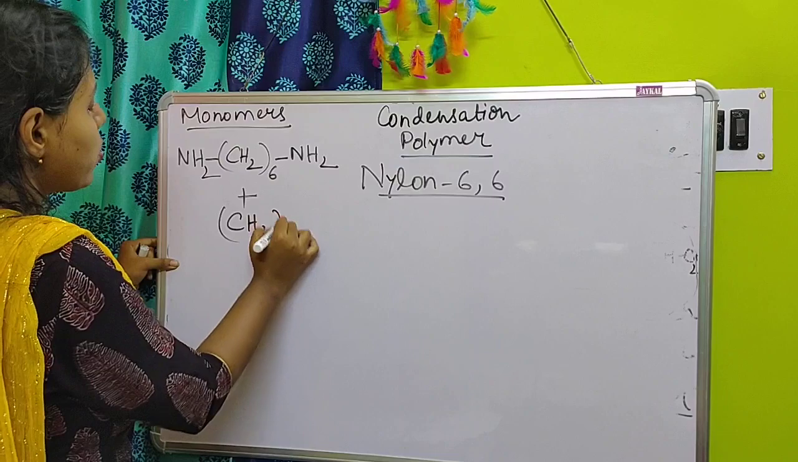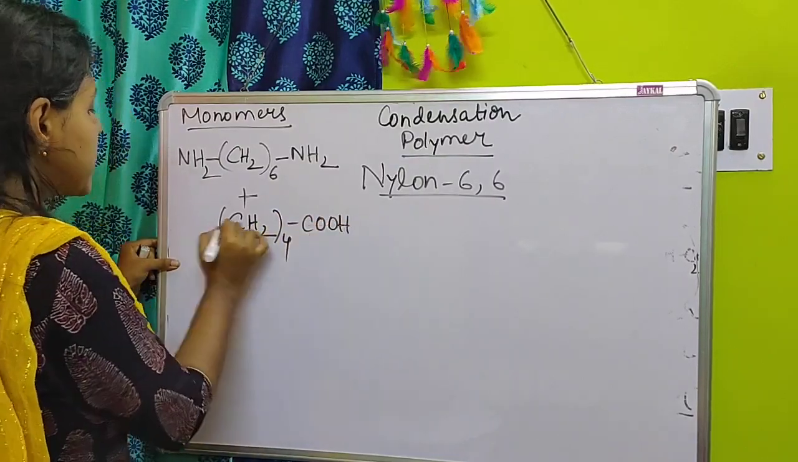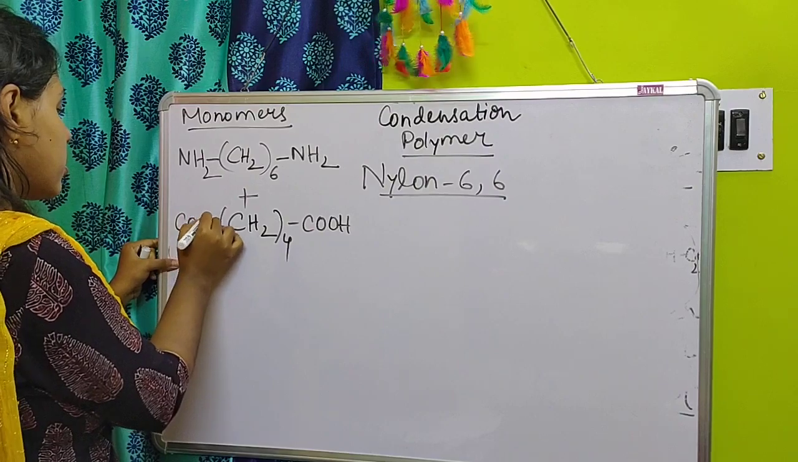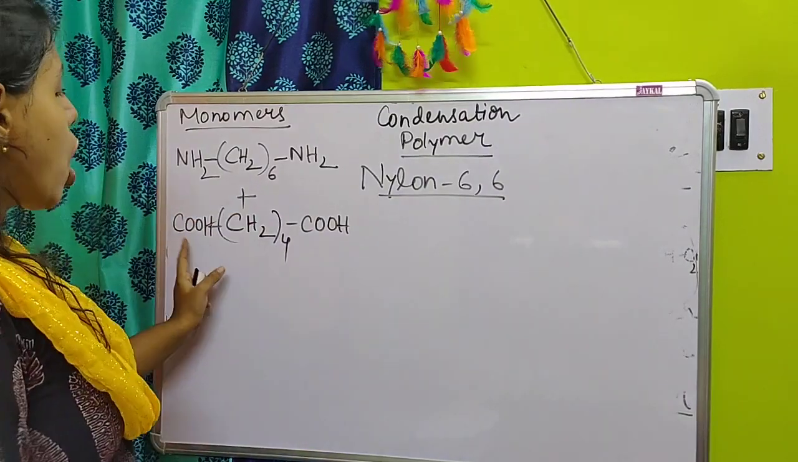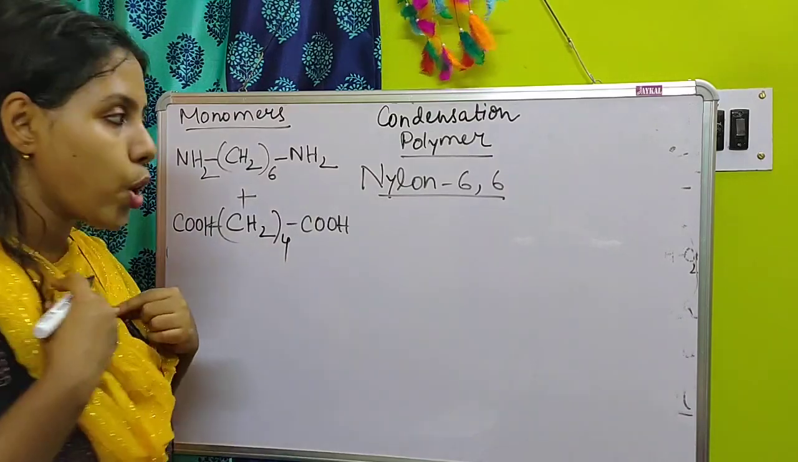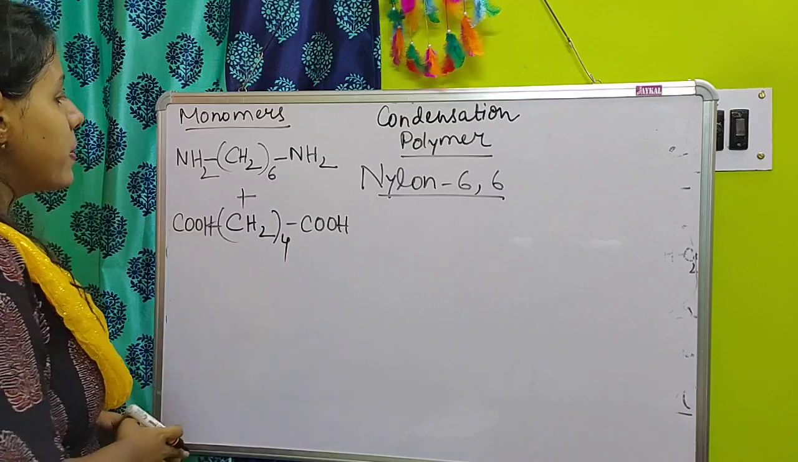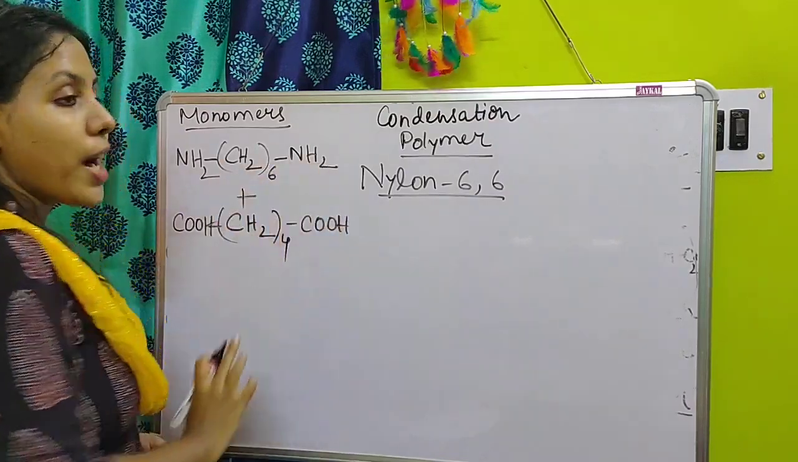Adipic acid has the formula (CH2)4. On both sides there are COOH. In the middle there is (CH2)4. So when they are combining with each other, there will again be the removal of one water molecule.